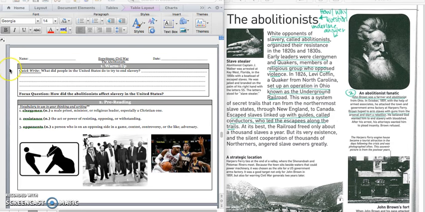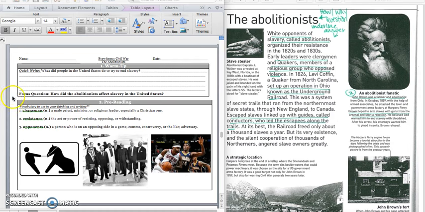First, we have our quick write. What did people in the United States do to try to end slavery? And we just want you to use your background knowledge. What do you think they did to try to end slavery? Press pause to write down your answer and play when you're ready to pick back up.